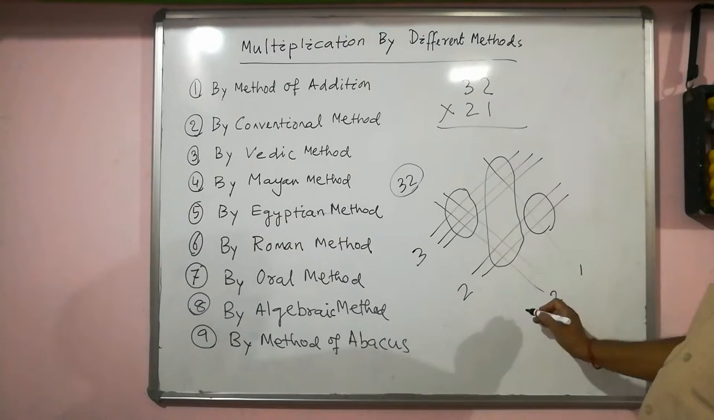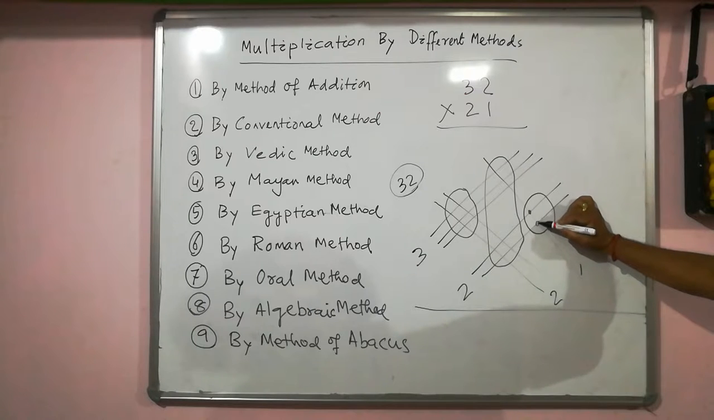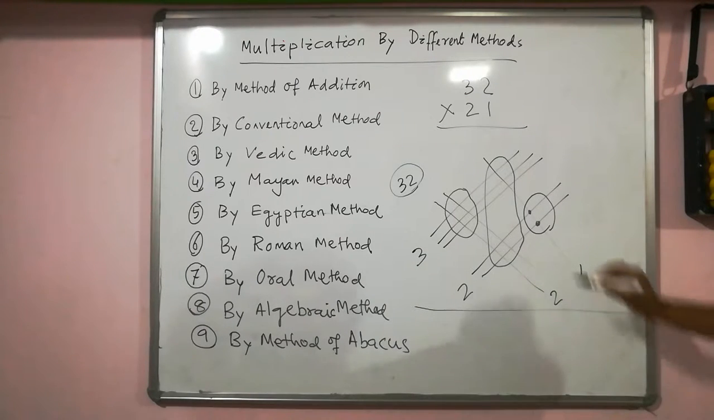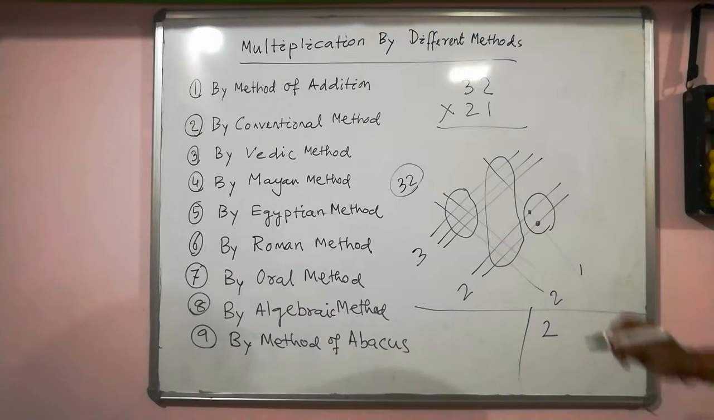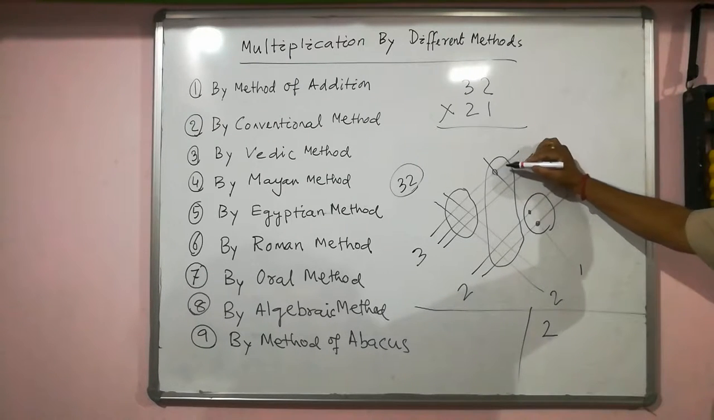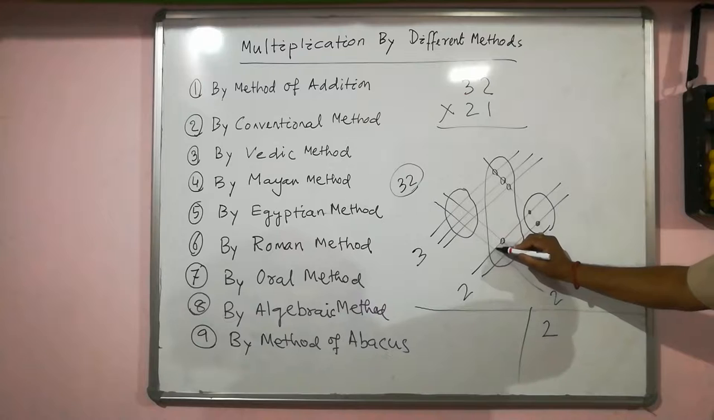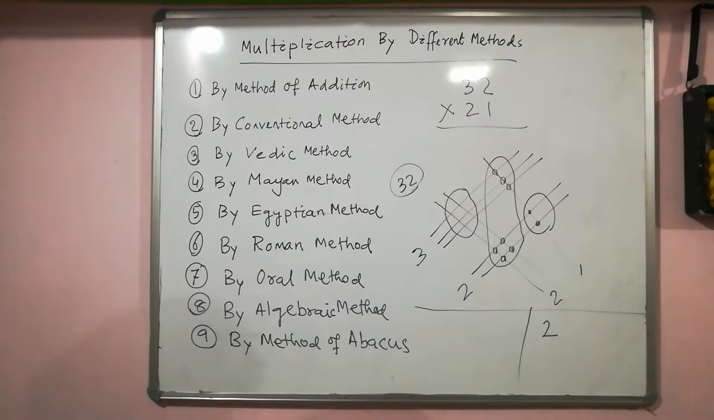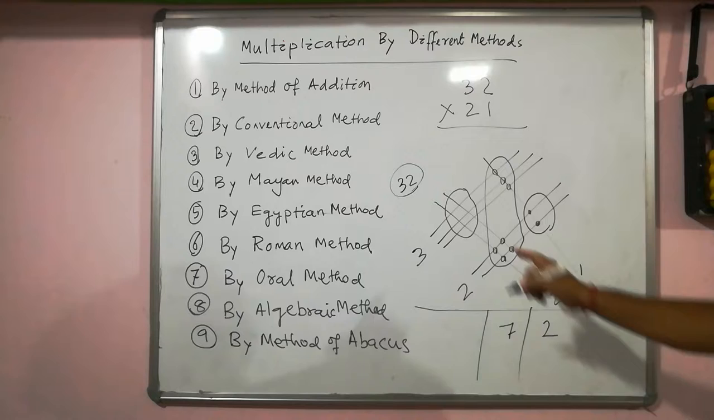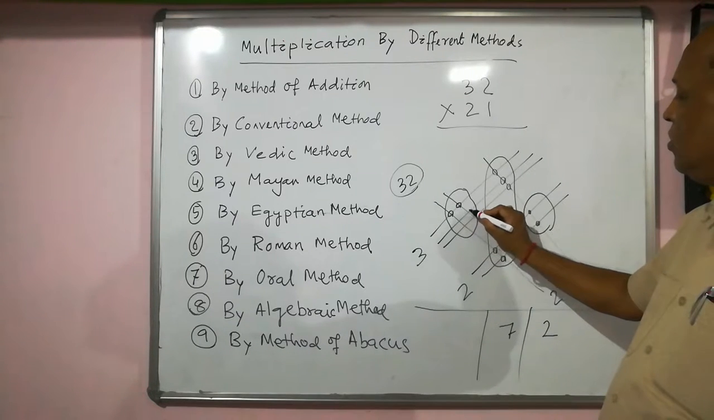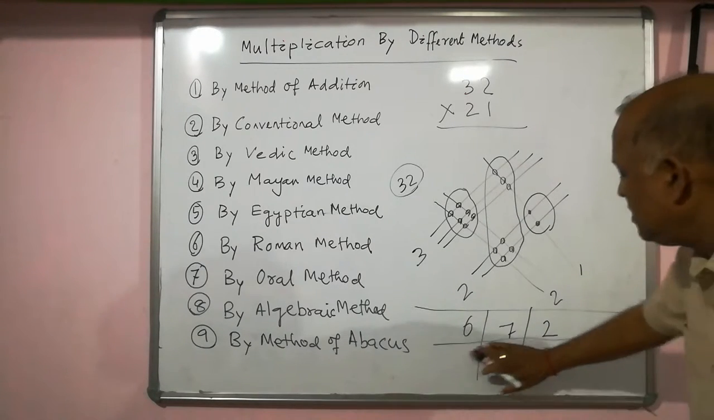Now you may do it. This is a crossing point, this is 1 crossing point, and this is 1 crossing point of the straight lines. You see, this is 1 and 2, so this is 2. Then the mid portion, the crossing points: 1, 2, 3, 4, 5, 6, 7. These are 7 crossing points of the straight lines, so you will get 7. Then next we go here: 1, 2, 3, 4, 5, 6. This is 6. And the result is 6, 7, 2.